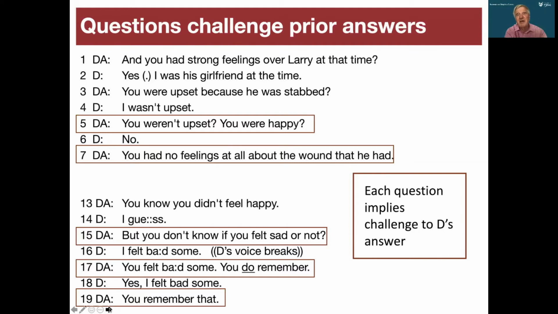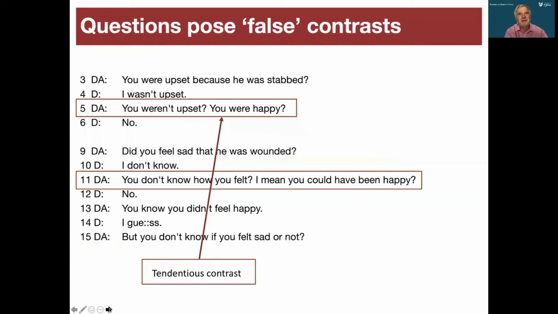So there'll be different kinds of grounds for those challenges. Sometimes that it's not completely truthful, or sometimes that it's inconsistent, but whatever. So questions challenge prior answers. Now, how do they do that? They raise contrasts. So here in line 4, she says, I wasn't upset. And in line 5, you remember this one, the tendentiousness of it is, you weren't upset, you were happy, as though there were only two emotions that you could feel.